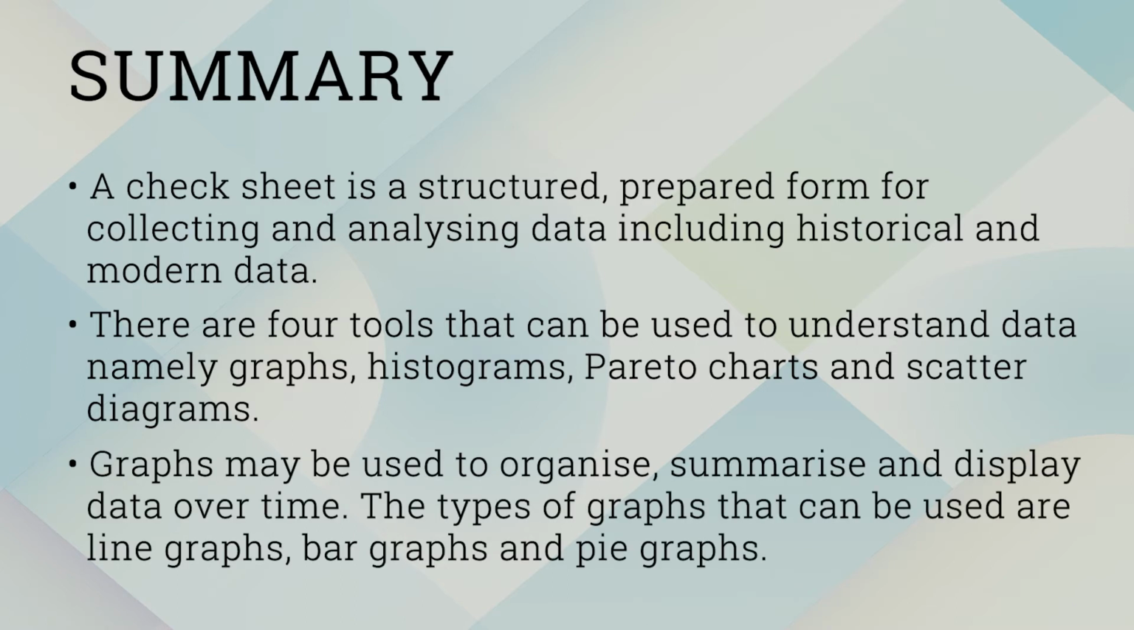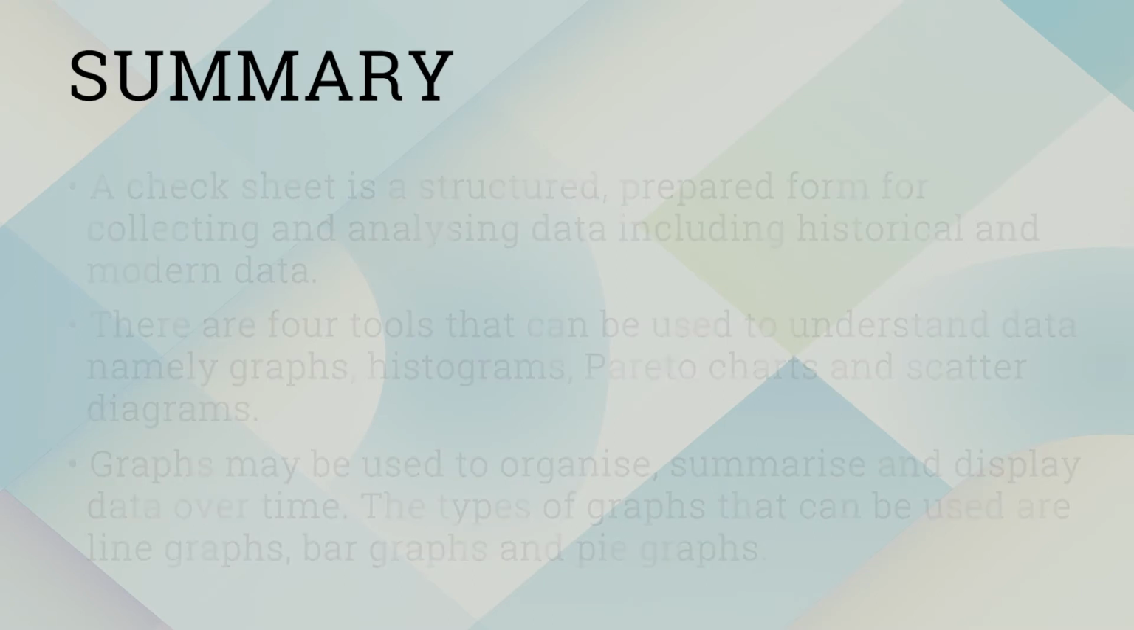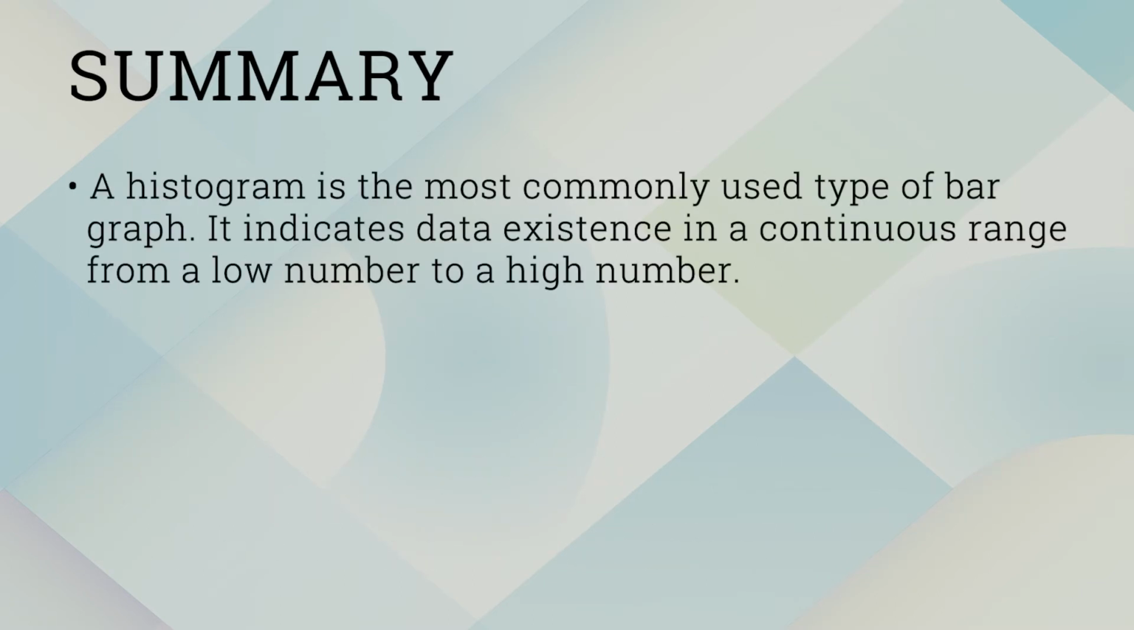Graphs may be used to organize, summarize, display data over time. The types of graph that can be used are line graphs, bar graphs and pie charts. A histogram is the most commonly used type of bar graph. It indicates data exists in a continuous range from a lower number to a higher number.